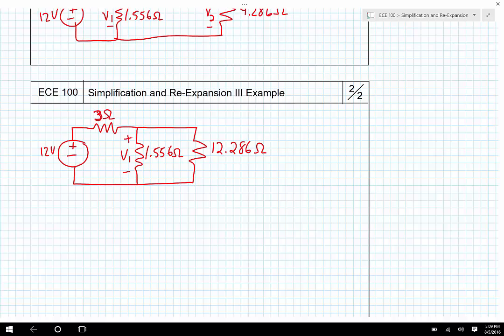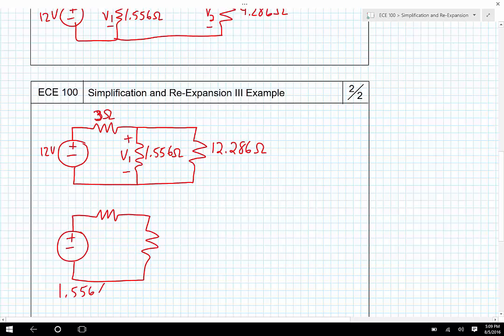Just a couple more steps to go here. So I'm going to combine those two resistors in parallel. And if you're really confident, you could go ahead and do both of these steps in one step, but I'm going to do them in two separate steps to try to make it easier. I have 1.556 in parallel with 12.286, and that works out to be 1.381 ohms.